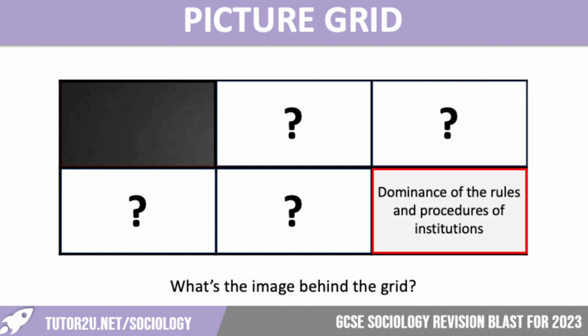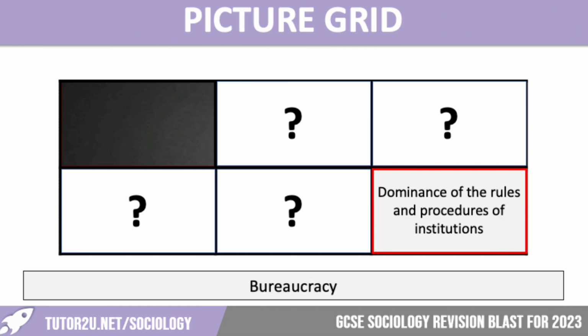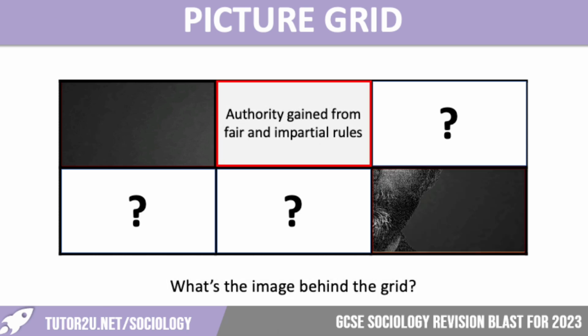Okay, a very unhelpful grid revealed there. Dominance of the rules and procedures of institutions. So what do we call this? Dominance of the rules and procedures of institutions. Okay, let's reveal. It is bureaucracy. Okay, so you've got a little bit of someone's beard.